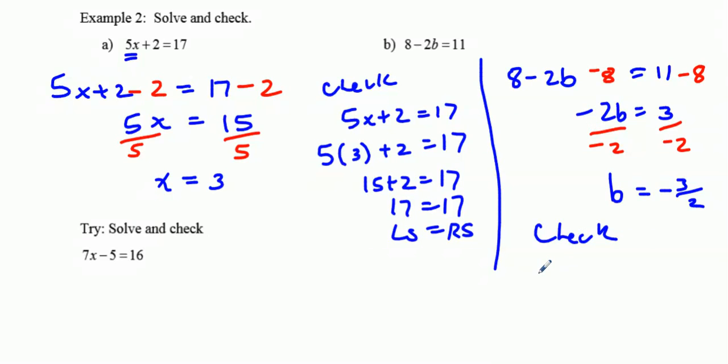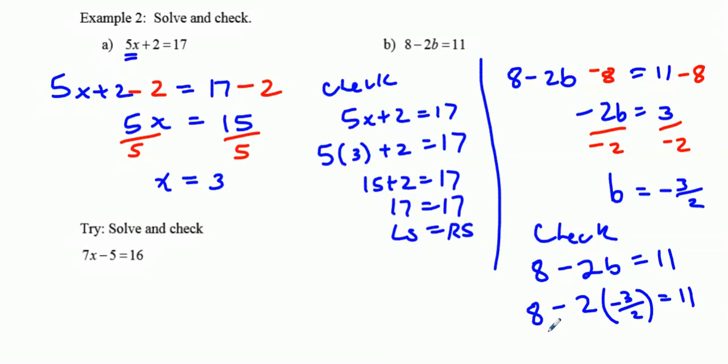So when we check now, we go back to our original. 8 minus 2b equals 11, and the b is negative 3 halves, so it's going to be minus 2 times our b, which is negative 3 halves, equals 11. All right, tricky, but minus 2 times minus 3 halves. Well, a minus times a minus is a plus, and in multiplication of fractions, tops by tops, bottoms by bottoms, but there's a minus here. So this is positive 6.